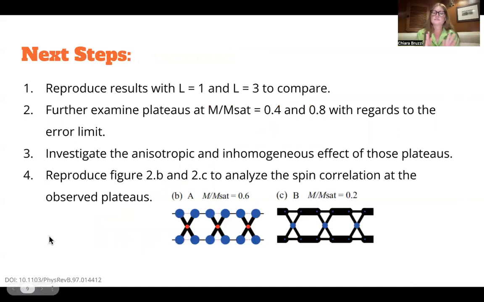So what are my next steps? For my next steps, I'm looking to reproduce the results with L equal to 1 and L equal to 3, so that means 1 unit cell and 3 unit cells. I'm also looking to examine plateaus at magnetization values of 0.4 and 0.8, investigate the anisotropic and inhomogeneous effects of those plateaus, and reproduce figures 2.B and 2.C that you can see here, which look to analyze the spin correlation at the observed plateaus.